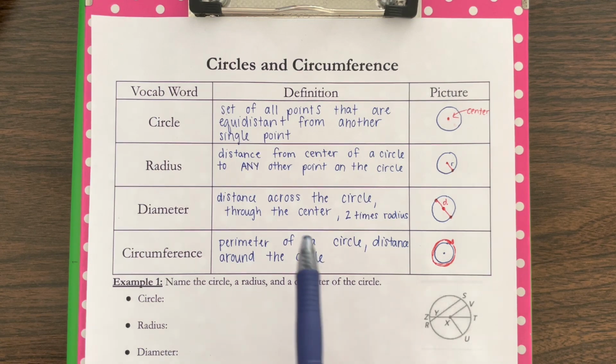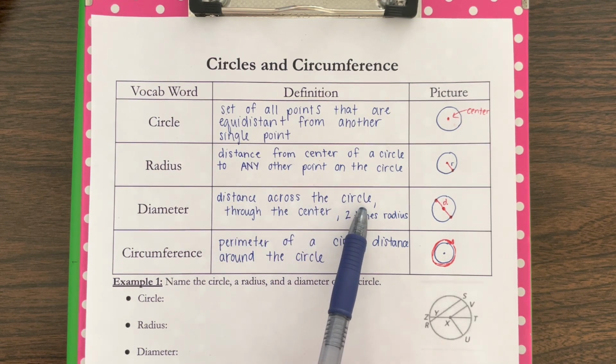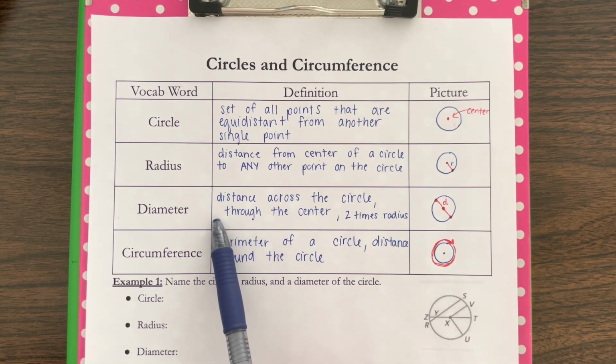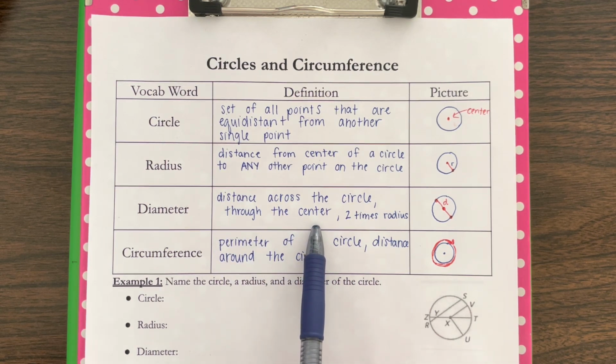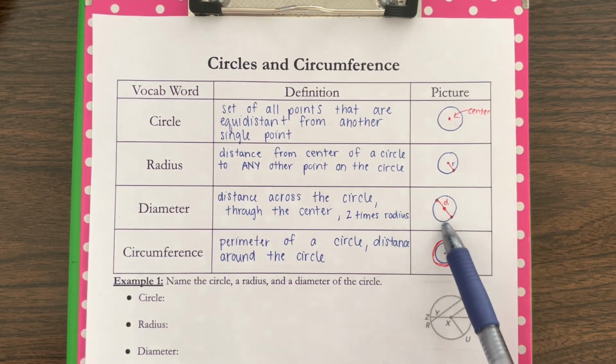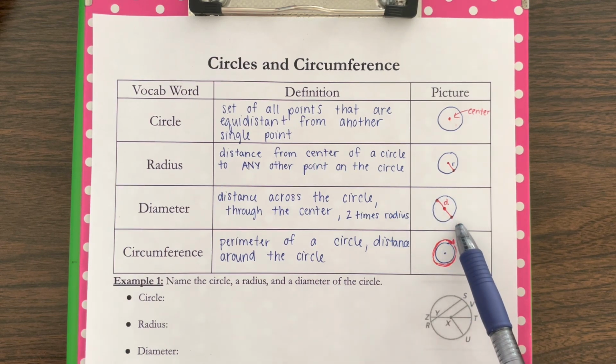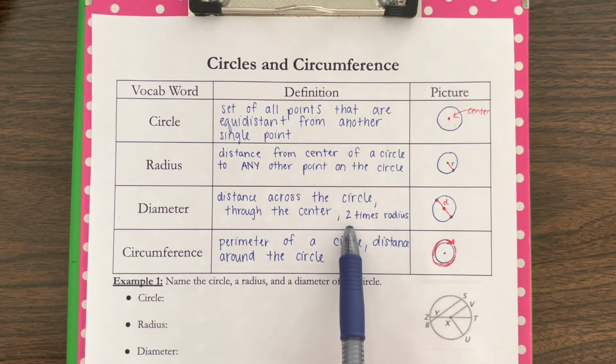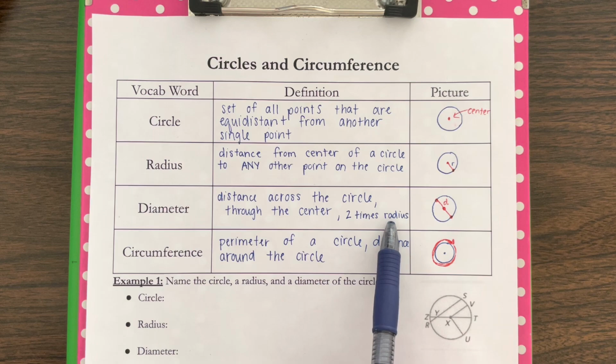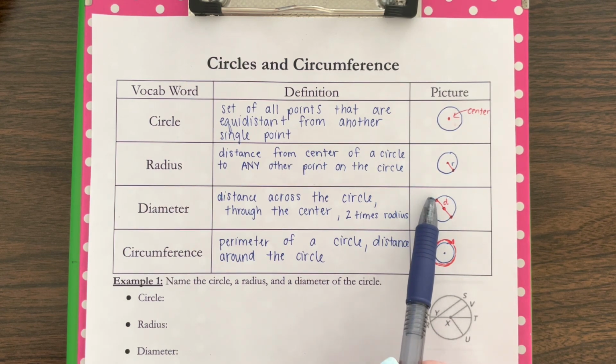Now the diameter is the distance across the circle. I want you to specify that it has to go through the center. It cannot just cut anywhere across the circle. It has to go through the center of the circle. And it is also 2 times the radius. So 2 radii that are right across from each other make a diameter.